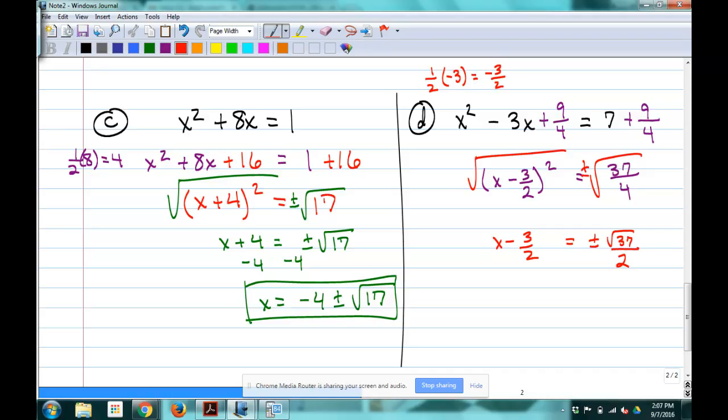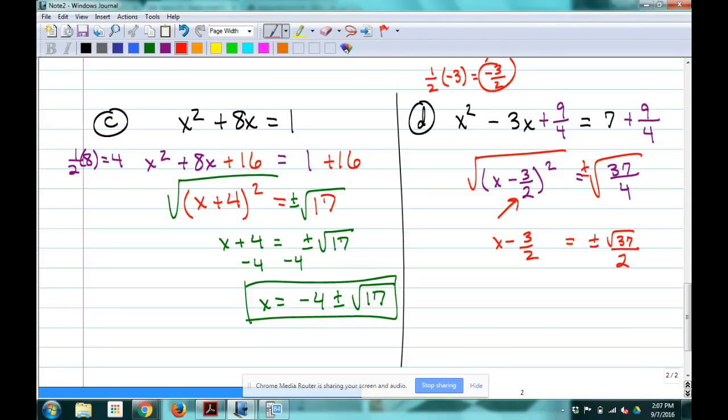Anytime you take a square root of a fraction, you're going to split it apart, take the square root of the top, divide it by the square root of the bottom. Worked out real nice here because the square root of the bottom was a 2. Now we just need to get x by itself. Because that's half of b, it's always going to factor as x plus whatever half of b was. Half of b was -3 over 2.